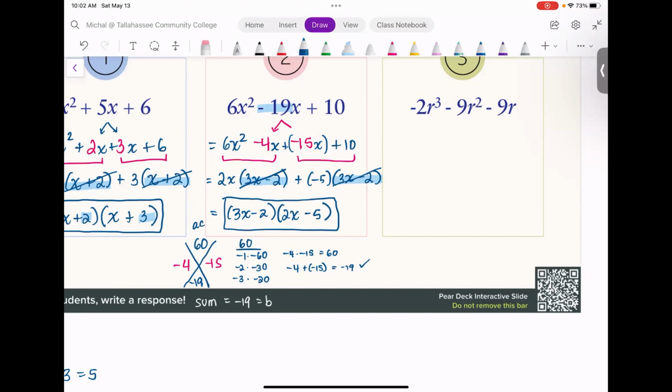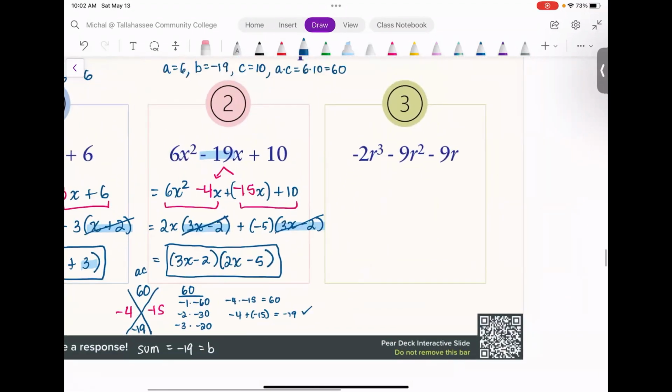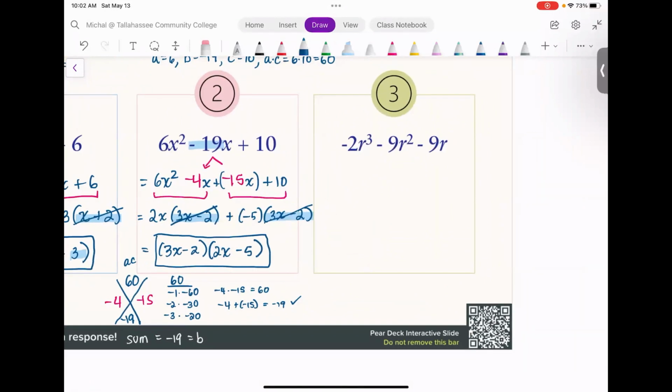My last example is a little bit different. I do have a trinomial, and I am going to need to split my middle term in order to factor this group. However, I have an exponent other than 2 as my highest exponent. That tells me that I need to look for a common factor between all 3 terms before I get started.